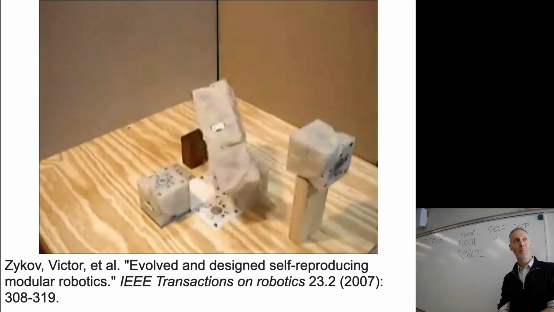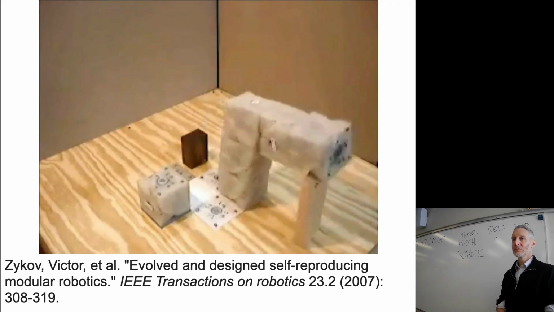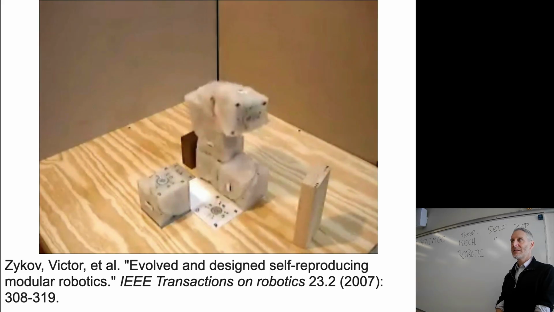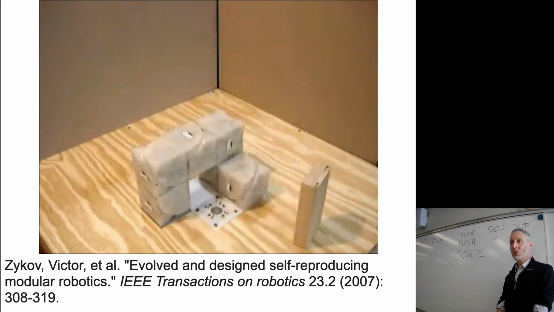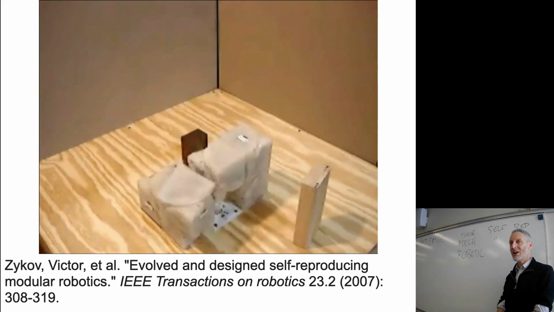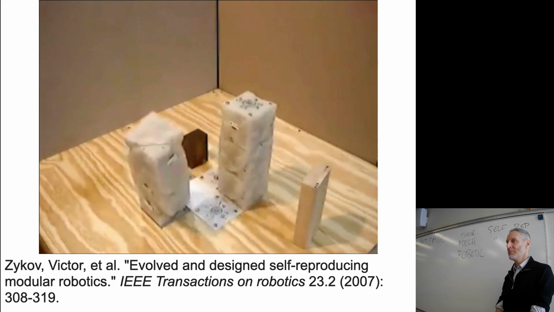Is this being run by just a more traditional controller, or is there a neural network controlling this? There is not a neural network controlling this. There's a more traditional controller, which is a set of if-then-else statements, and we'll see some in a moment.